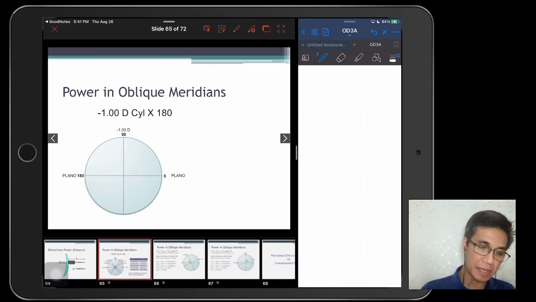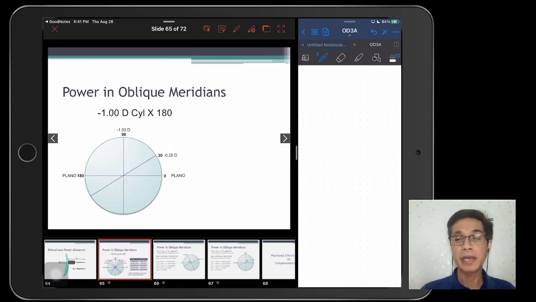Now, if let's say it is 30 degrees from the axis meridian, then the power here will be 25% of the cylinder power or 1/4 of the cylinder power. As such, yung cylinder power natin dito is -1. Now, yung 30 degrees from the axis meridian is 25% of -1 ang magiging power dyan. So, ibig sabihin, mayroon siyang -0.25. Okay? Now, 30 degrees from the axis, that meridian will receive 25% or 1/4 of the cylinder power.